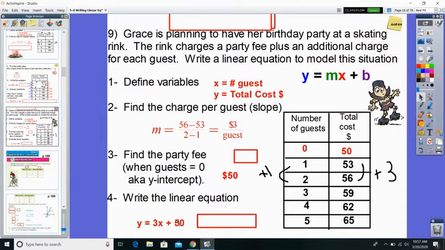I could use this equation to answer any questions that you may have for any number of guests. I could find the price for 30 guests. I could find the price for 150 guests just by plugging right into that x.